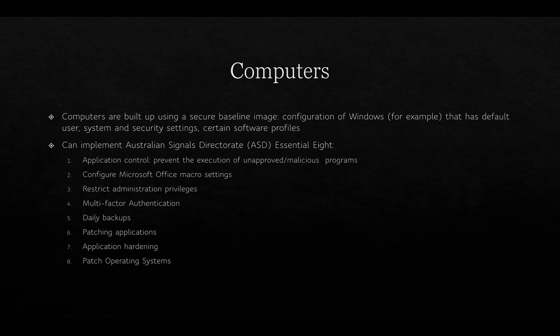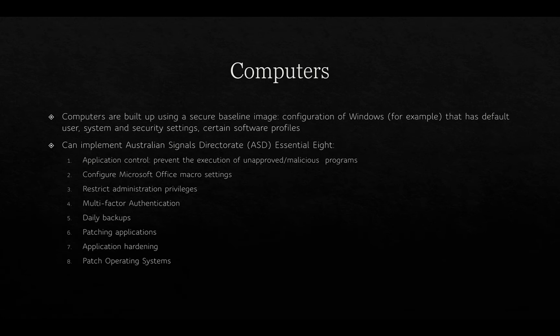Another approach is to do something like implementing the Australian Signals Directorate Essential 8, and that involves 8 different types of controls. So, for example, application control: prevent the execution of unapproved malicious programs. That means limiting the access of applications, not running them as an administrator, for example, but also having software that will detect that it's doing unapproved things, so anti-malware, antivirus software.